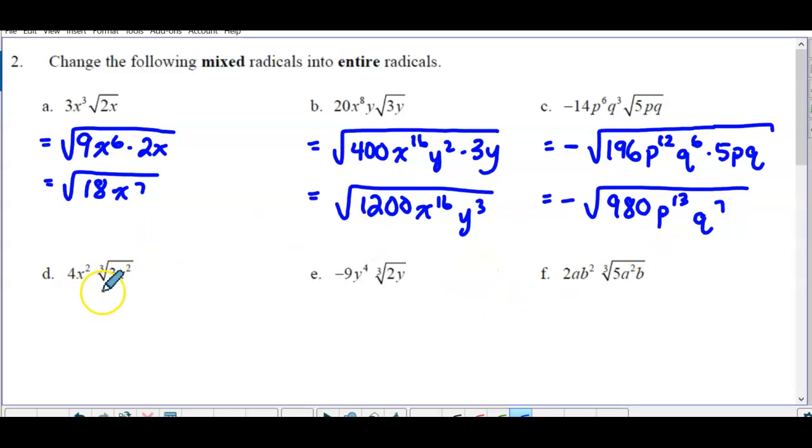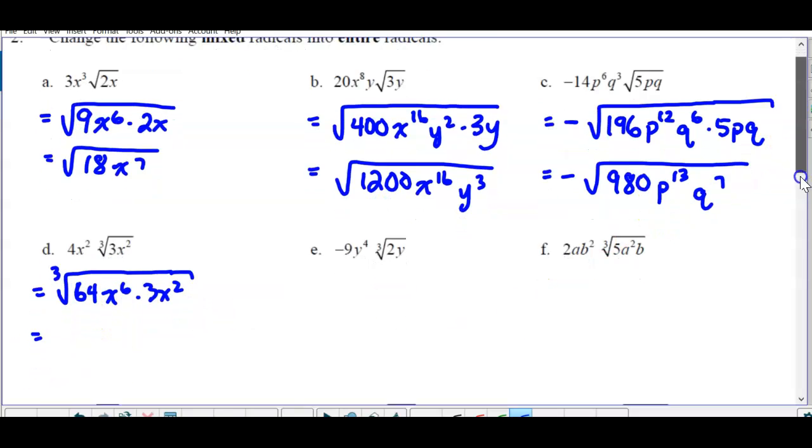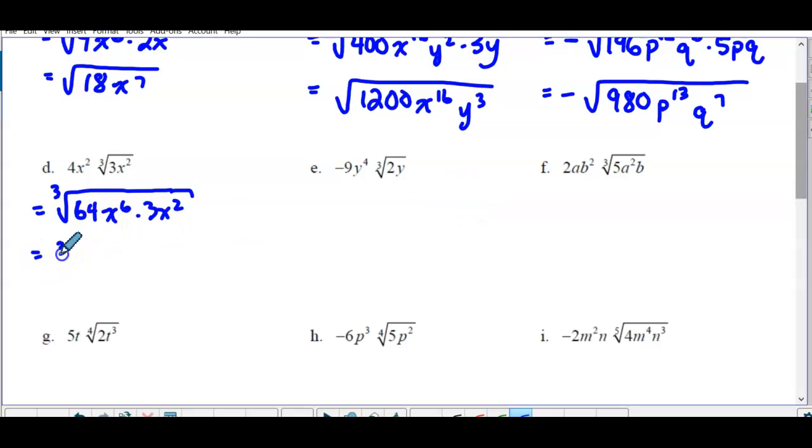Now, the next one here is a cubed root. So when 4x squared goes back home, goes back underneath, you have to cube it. So 4 cubed is 64. X squared cubed is x to the 6 times 3x squared, and I need that cubed root. Make sure you extend your radical so it covers everything. So that's going to be cubed root. So 64 times 3, 192, x to the 8.